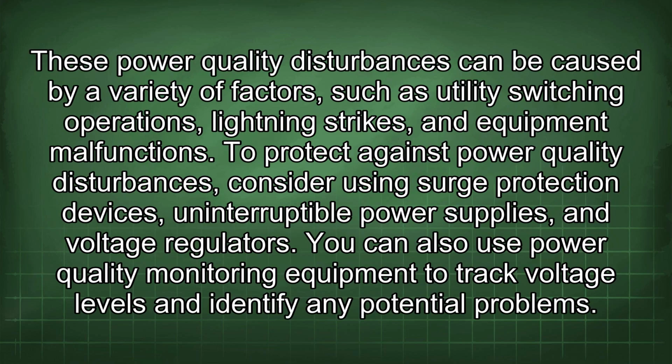These power quality disturbances can be caused by a variety of factors, such as utility switching operations, lightning strikes, and equipment malfunctions. To protect against power quality disturbances, consider using surge protection devices, uninterruptible power supplies, and voltage regulators. You can also use power quality monitoring equipment to track voltage levels and identify any potential problems.